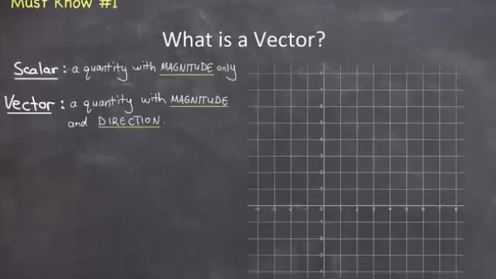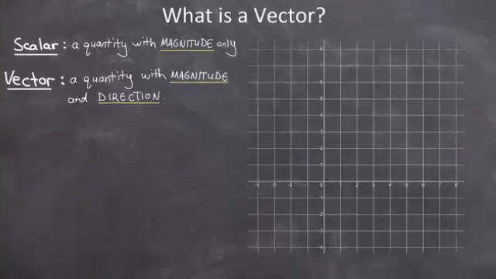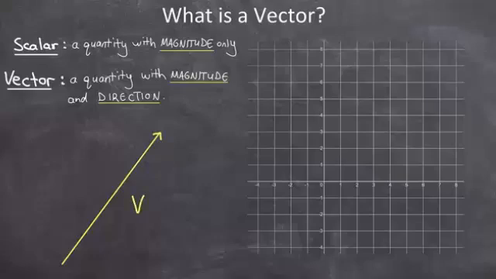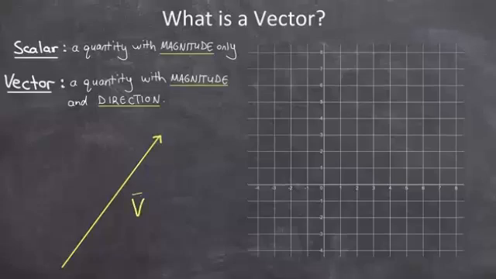Now let me show you how we represent vectors. Vectors are represented as directed line segments. And there are a couple different ways to name this vector. We could choose a letter. I'll choose the letter V, and then put a vector symbol above it.